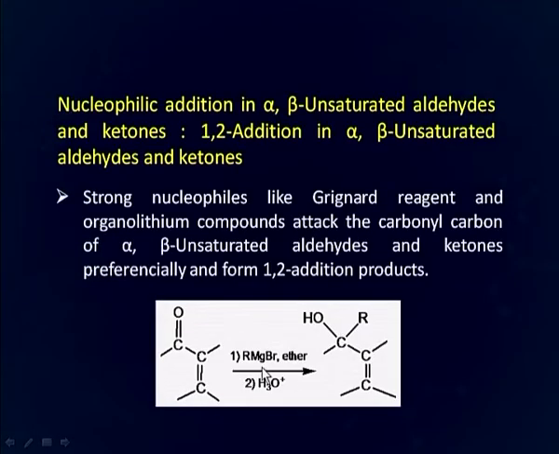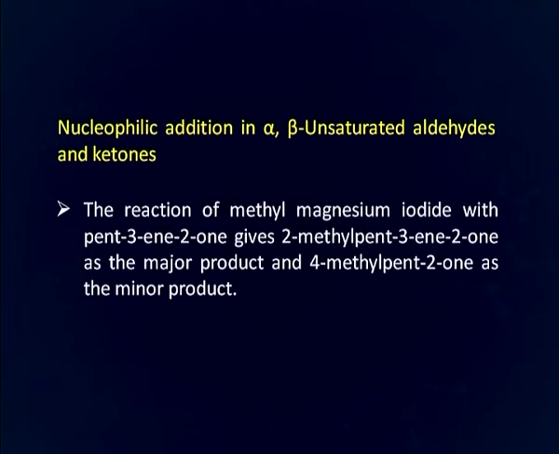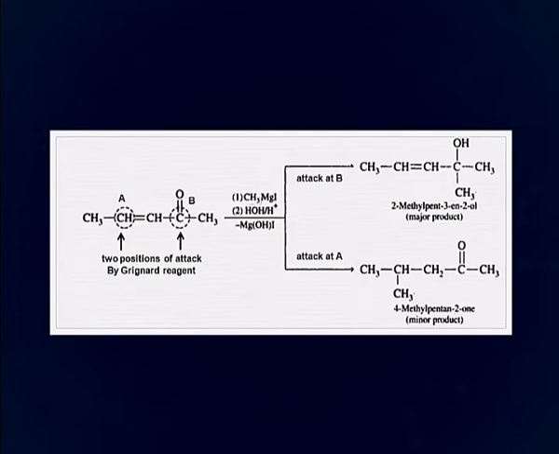Strong nucleophiles like Grignard reagent and organolithium compounds, as we have told you earlier also, form 1,2 addition product. In this example it is Grignard reagent forming a tertiary alcohol from this alpha beta unsaturated ketone. The reaction of methyl magnesium iodide with pent 3-ene 2-one gives 2-methyl pent 3-ene 2-ol as the major product and 4-methyl pentan-2-one as the minor product.